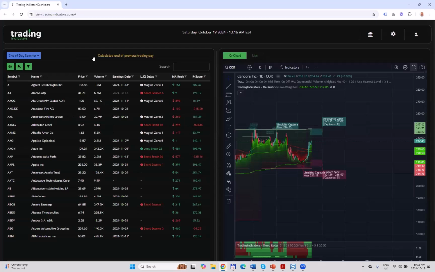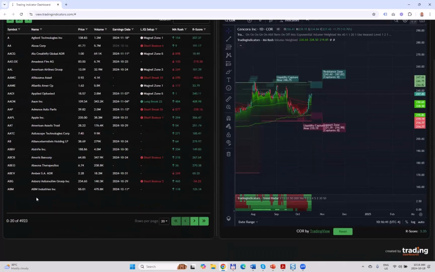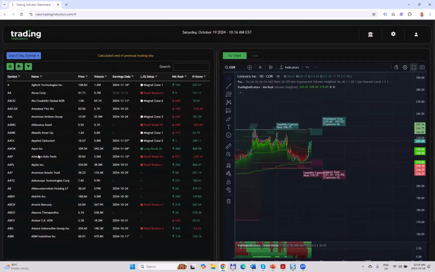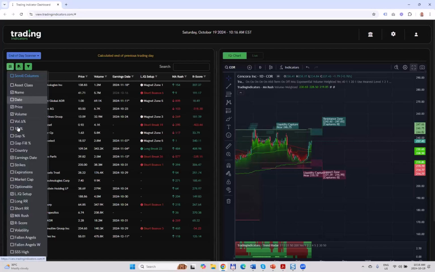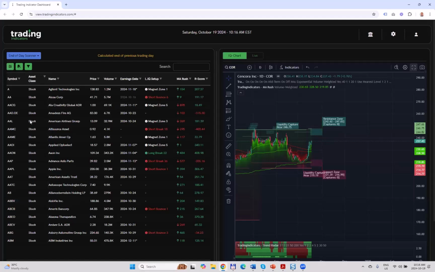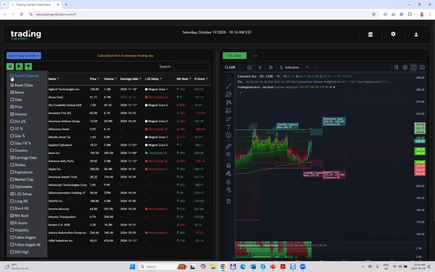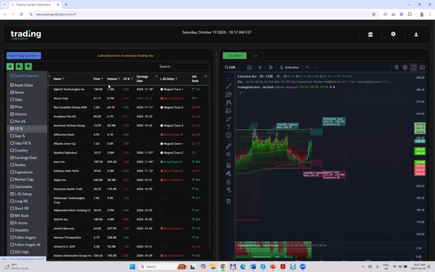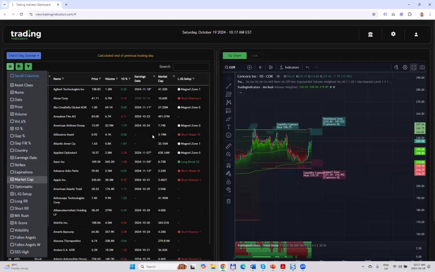You can see here the end of day scanner is loaded, and we're scanning through around 5,000 symbols. The first thing I want to do is configure it. You can configure every single column in the scanner and add additional columns to it, for example the asset class, though mostly we scan through stocks. You can also add things like the earnings date, whether there was a gap, what the daily move since yesterday was, the market cap of the company, and so on. Not everything is relevant for what we are trying to do today. There are other setups you can scan for, so we're going to keep it clean.